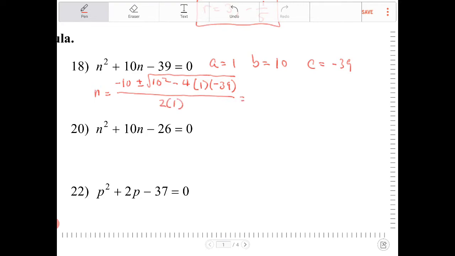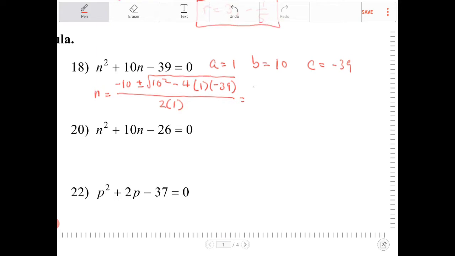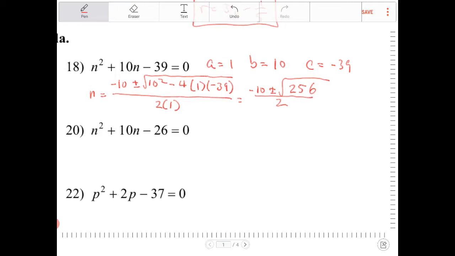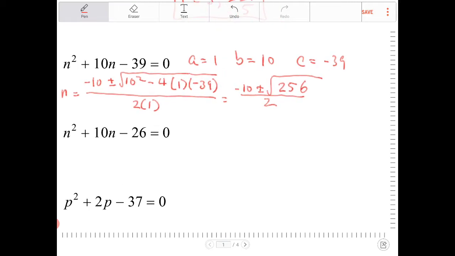And of course we've got to perform a little bit of simplification here. So this is going to turn into negative 10 plus or minus square root of, well, 10 squared is 100, and then next I have a double negative, so 4 times 39, what is that? Let's see, 4 times 9 is 36, so 156. So I end up with 256 inside, all divided by 2. And now what we've got to consider is, what two numbers multiplied together get you 256? I believe that is 16 squared. Let me just double check that.